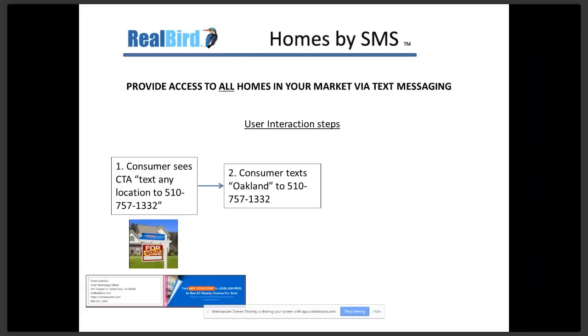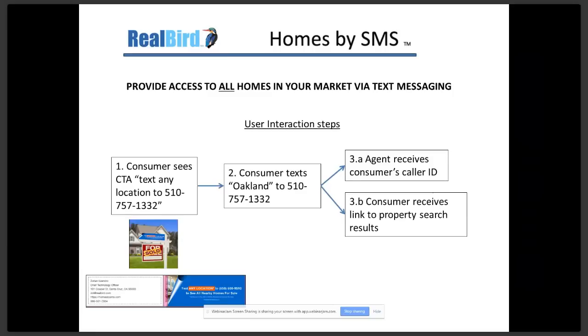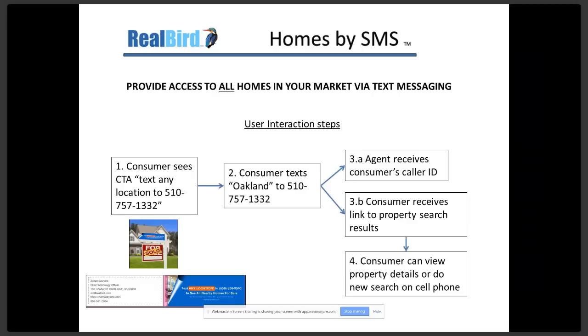He sees the call to action, which is what I did: text any location to the phone number. And he texts the phone number. This is a different number, here with the other MLS in the East Bay. As soon as the consumer texts, the agent receives the consumer's caller ID, which I showed you, and an email, and the consumer receives the link to the property search results. And then, obviously, the consumer can view the property details or do a new search, and I showed you how to do that.